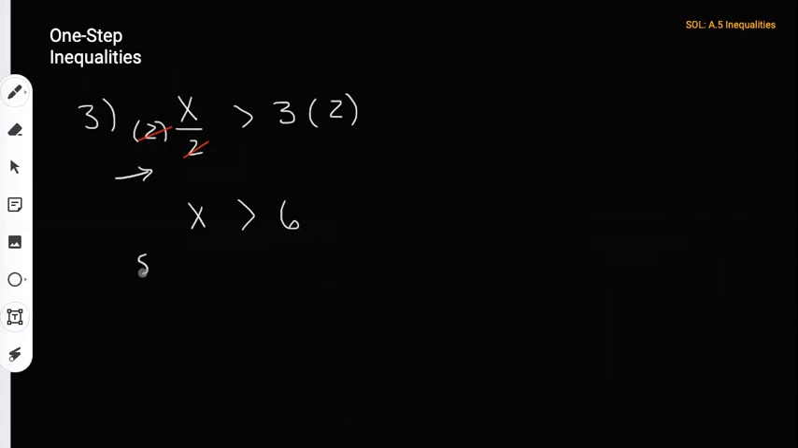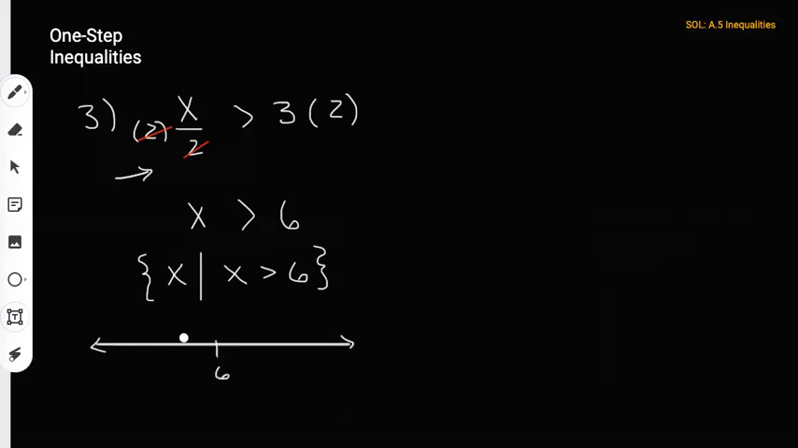When I draw my solution set, I want to have the variable x, so all real numbers x, such that, that's my vertical line, x is greater than 6. And then I close up the solution set. When I graph it on a number line, I want to make sure that I put 6 in the middle, and then I can put 5 and maybe 4 on the other side. 7 and 8 can go on this side.